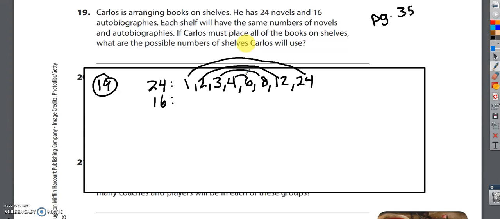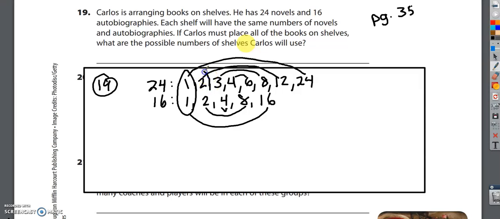The factors of 16 include 1, 2, 4, and then it's going to be 4 times 4, so that kind of gets its own partner. It's going to be 2 times 8, and 1 times 16. So I'm going to use an upside down rainbow method, and then 4 is times itself. Now what I need to do is go through and find the common factors. 1 is a factor of both 24 and 16, 2 is, 4 is, and 8 is.